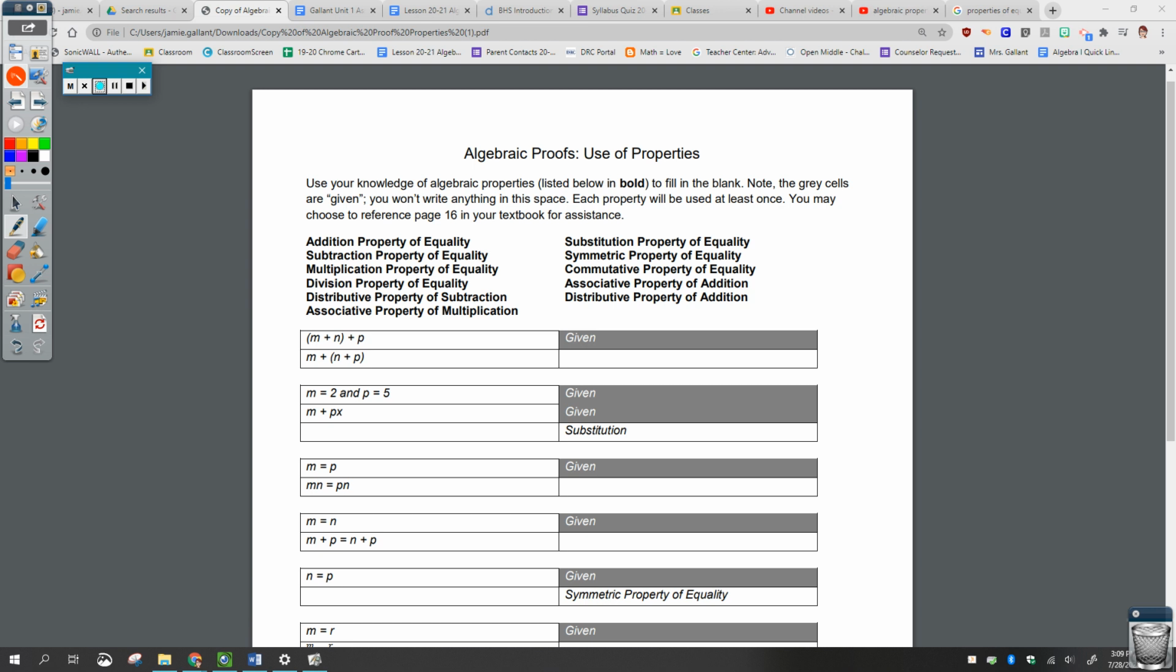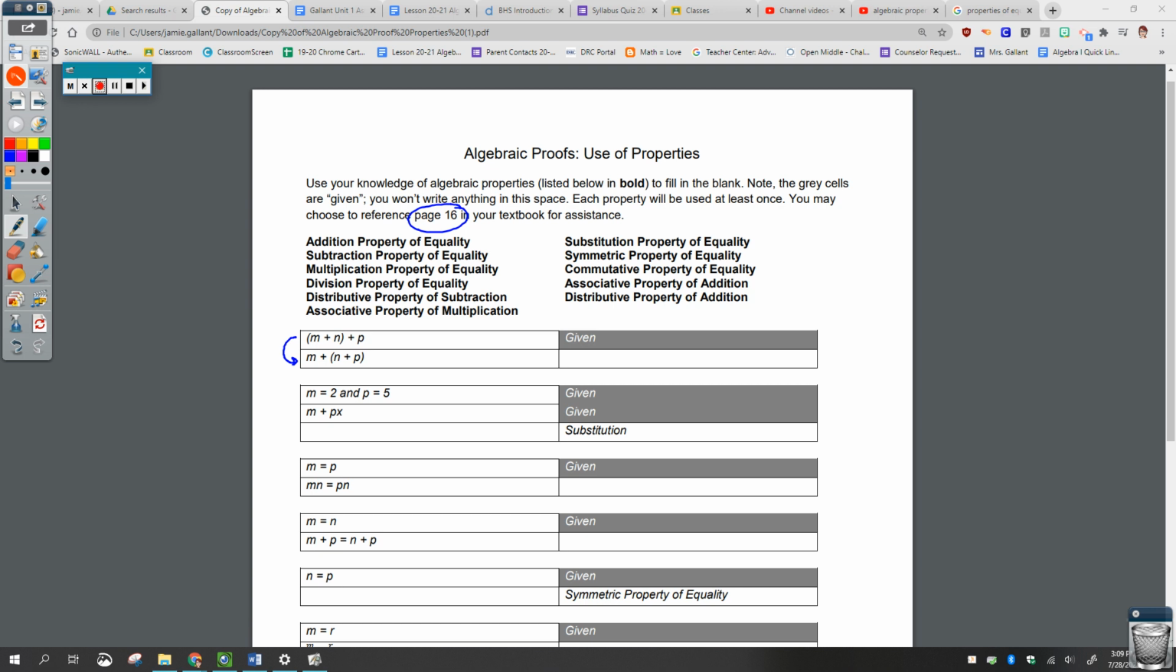These are just some ways of using properties of equality. If you look in your Springboard text, on page 16, you should have a list of these properties and what they mean. Let's start. The first thing we have is M plus N plus P. My second line is M plus N plus P. The only thing that's different is the parentheses changed.